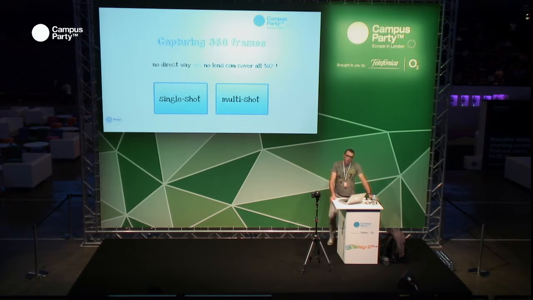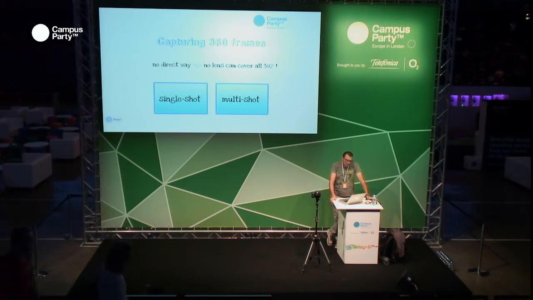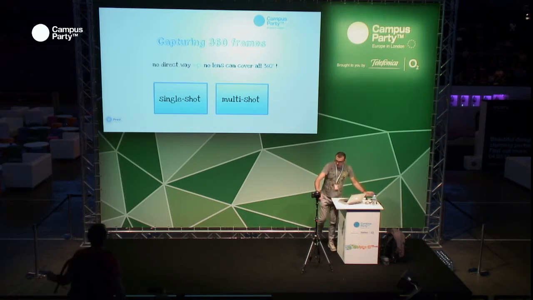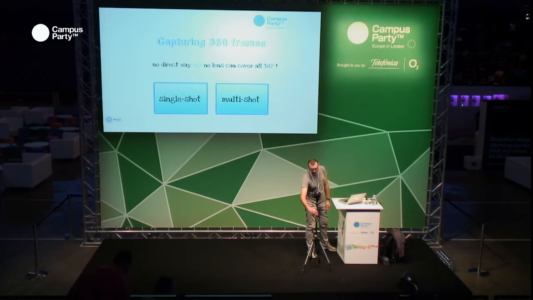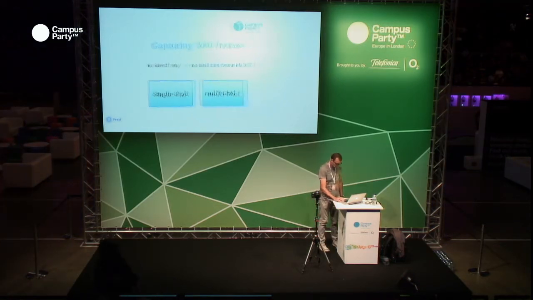There is no direct way of capturing a 360-degree image. There is no lens that can cover 360 degrees. So how do we do that? We have two ways. One of the ways is a single shot, shooting against a mirror. I'll show you an example now. And the common way, what most of us use, is the multi-shot, which is shooting with a normal camera and taking several pictures. So we rotate the camera, take several pictures, and put those together later on.